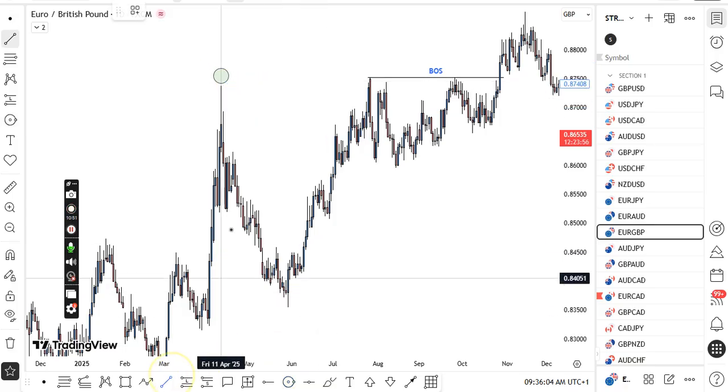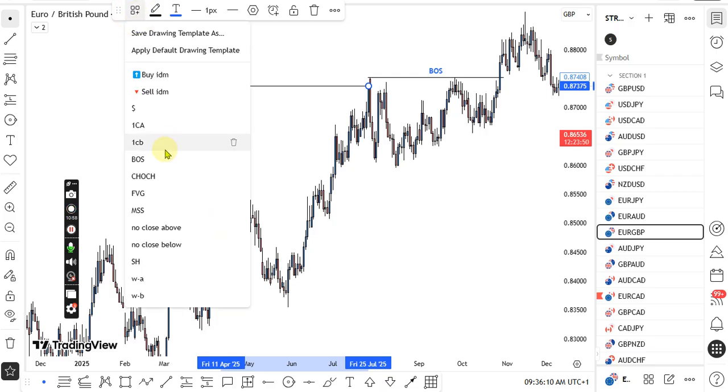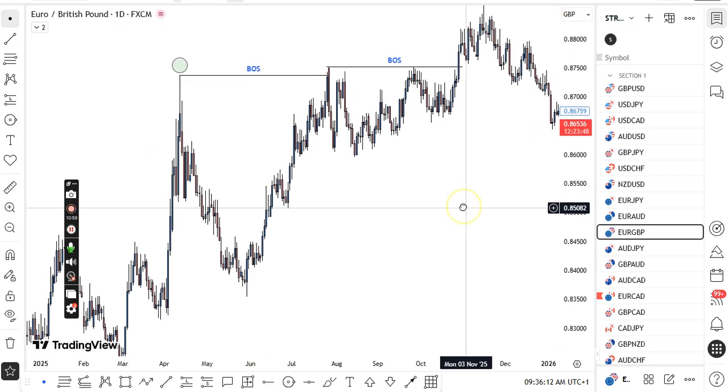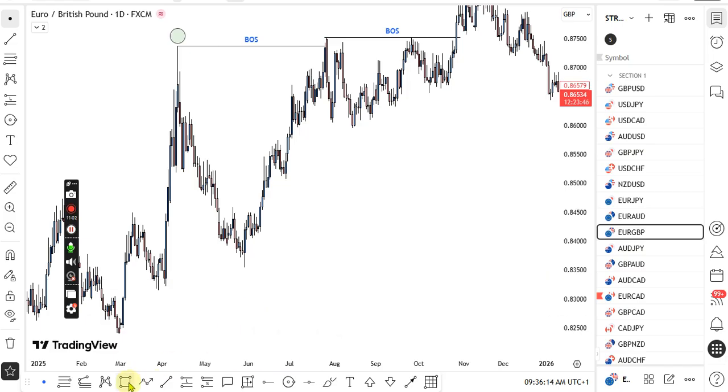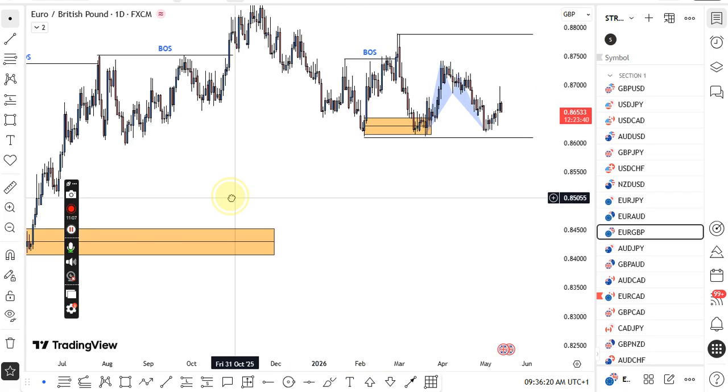And then we can now say that fine, price took out this high also. But since price has taken out this high, has it retraced back into that origin that caused that break of structure? Secondly, is there a valid key level in the low of that break of structure? Yeah, there is. This particular one, price is yet to come back here.